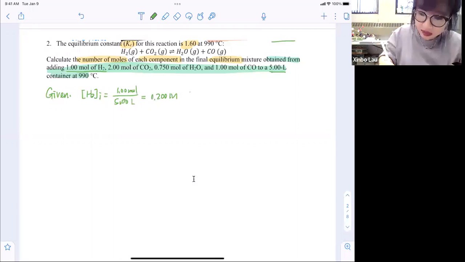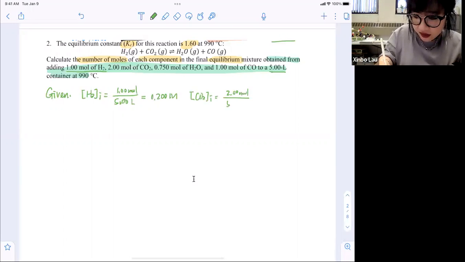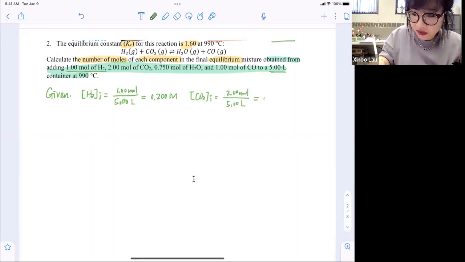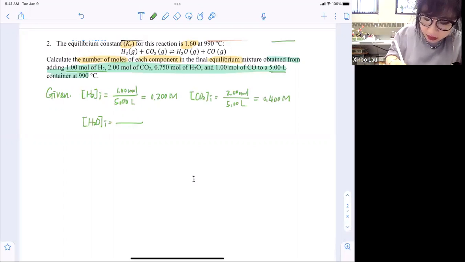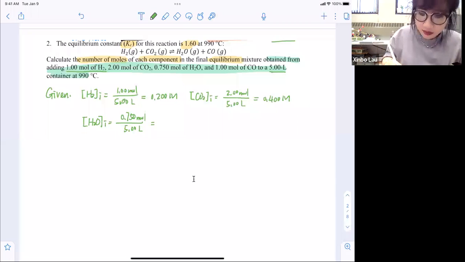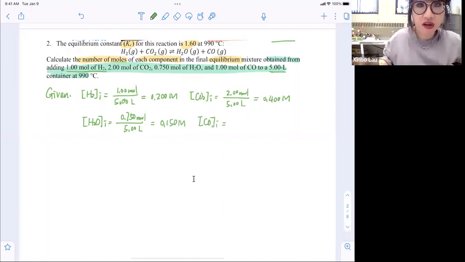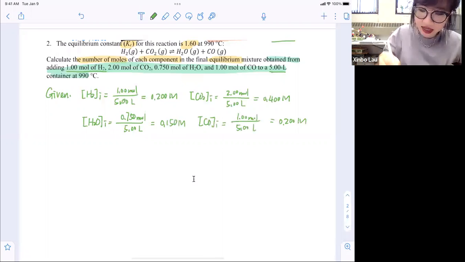And now we're gonna do the same calculation. Initial concentration for CO2 will be 2 divided by 5. That'll be 0.4. Same way to calculate for water: 0.750 mole divided by 5 liters, so that's 0.15 molar. Then the initial concentration for carbon monoxide will be 1 divided by 5. After calculating, I got 0.2 molar. Now you've got the initial concentrations.